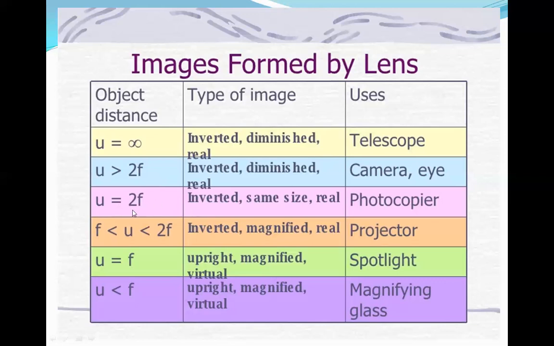The third, when the object is at twice the focal length, the image is inverted, same size and real, and this adjustment is applied in a photocopier. The fourth one, when the object distance is between F and 2F, the image is inverted, real and magnified, and this adjustment is used in a projector. When the object distance is equal to the focal length, when we place the object at F, this type of adjustment is used in a spotlight. And when the object distance is less than the focal length, that is, the object is placed between the optical center O and F, then the image is upright, magnified and virtual, and it is used in a magnifying glass.